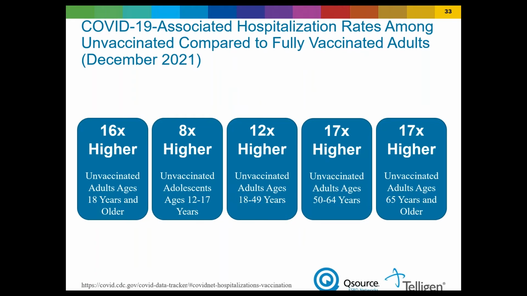So let's look at COVID-19 associated hospitalization rate among different age groups. Overall, they were significantly 16 times higher among unvaccinated adults 18 years and older compared to those who were vaccinated. You can see some differences among different age groups, less significant among adolescents, followed by younger adults. But the high rates were still maintained for individuals over the age of 50 and over the age of 65 years, as high as 17 times compared to those unvaccinated. Next slide.